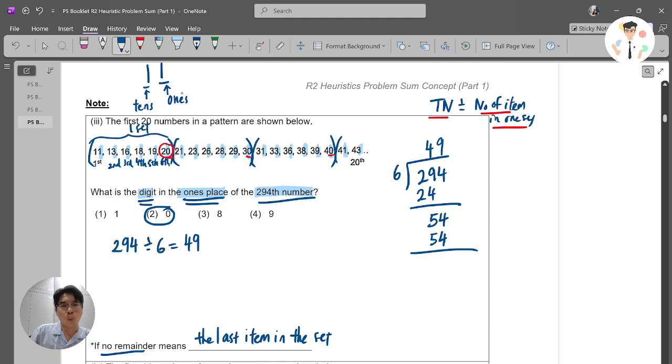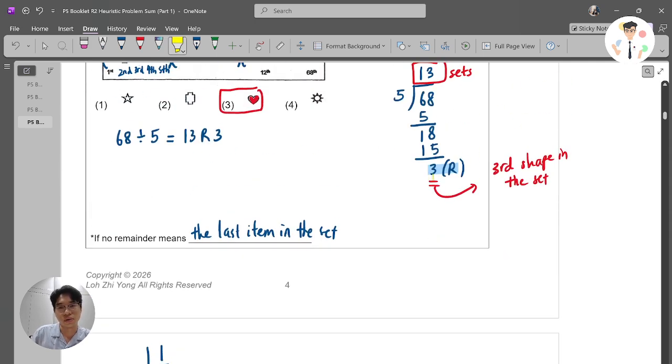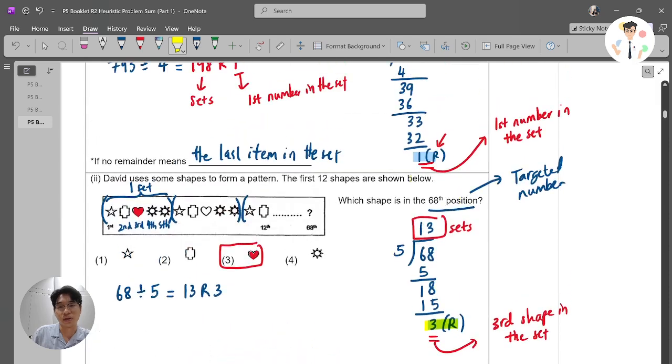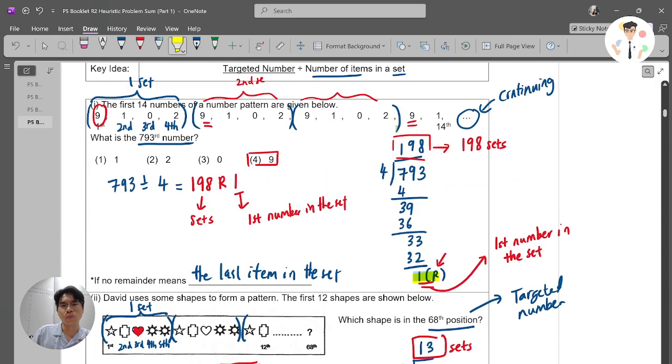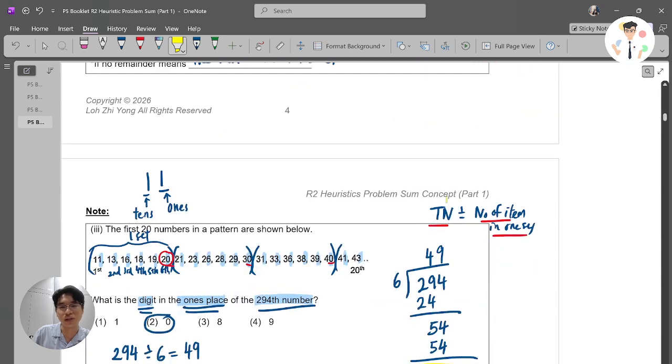Teacher, whatever you have shared now is all related to remainder. No remainder, remainder is 3, the remainder is 1. Then why do you need to mention this set again? Because we don't even use all this set.